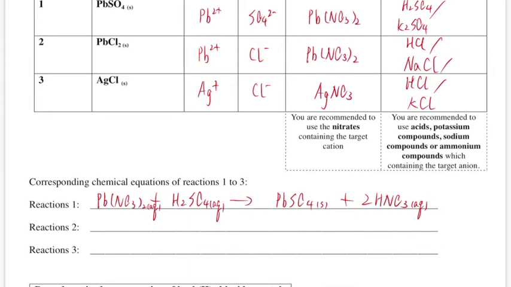For the second reaction, this time I choose another salt. Again I choose lead-2 nitrate, and this time I choose sodium chloride. So the product would be lead-2 chloride with sodium nitrate. Remember to balance the equation and then write the state symbols.